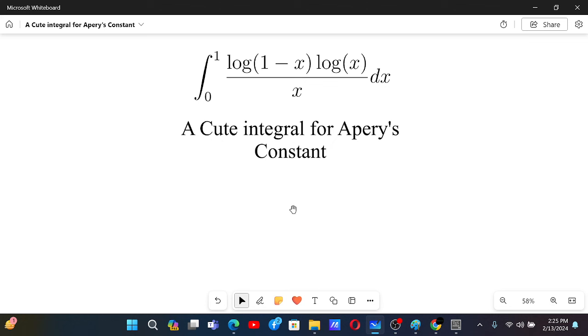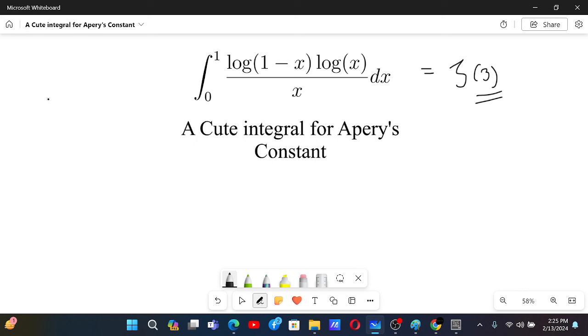A cute integral for Apery's constant. So does this look cute? Basically, cute in the sense that this integral nicely reduces to Apery's constant, that is zeta of 3. Since it simplifies so much to such a beautiful value, that's why I gave it a cute name. Okay, now let's see how we solve this problem.